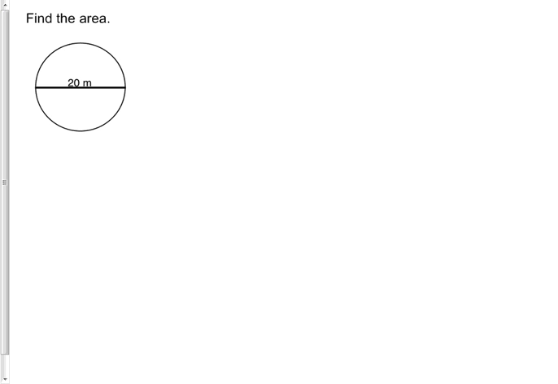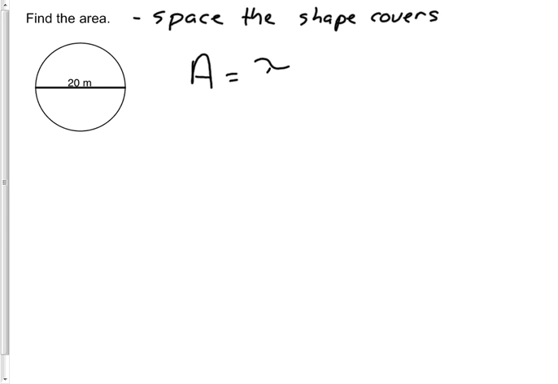Next up, we want to find the area of this shape. Now remember, area is the amount of space that the shape covers, or the flat space that it covers. So first, we identify what kind of shape we have here. We have a circle. We look on our formula sheet, and we find the formula for the area of a circle. And what we find is that A equals pi r squared.